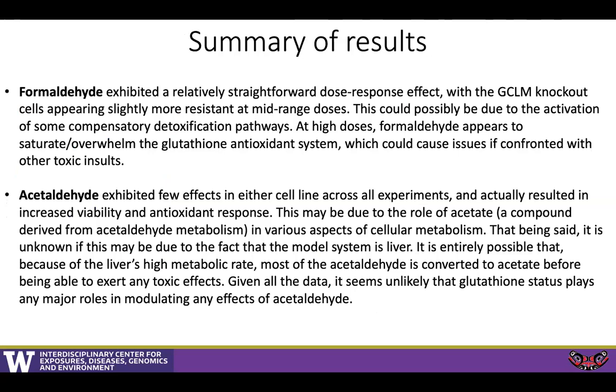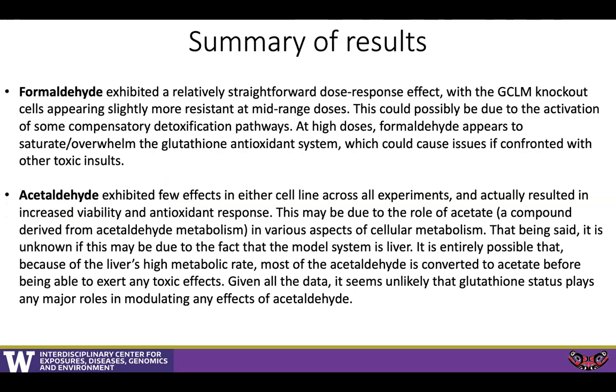So the summary of these results: formaldehyde exhibited a relatively straightforward dose-response effect, with the GCLM knockout cells appearing slightly more resistant at mid-range doses. This could possibly be due to the activation of some compensatory detoxification pathways. At high doses, formaldehyde appears to saturate and overwhelm the glutathione antioxidant system, which could cause issues in confronting other toxic insults.